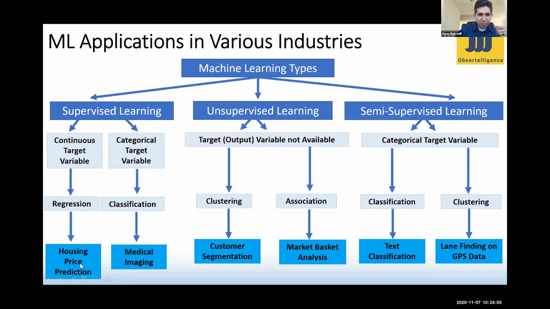Regression, we talked about housing price prediction. An example of unsupervised: if you go on Facebook, I'm sure you all have Facebook. A lot of you that live in the United States have an Amazon account and all that. Or if you search something on Google. How do you think these companies recommend new products to you?